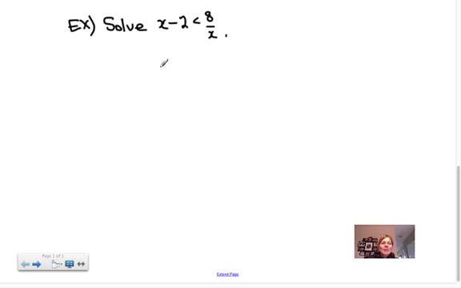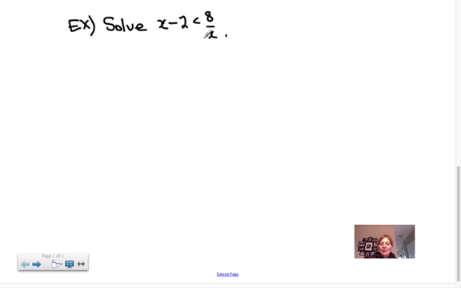Okay, so now we've been given the inequality. We're going to solve x minus 2 is less than 8 over x. And I have to be careful that I don't just approach this algebraically. When we first look at this, we might think, oh, this is easy. I'm going to multiply both sides by x, and I'm going to solve the inequality. The problem with that is the following.